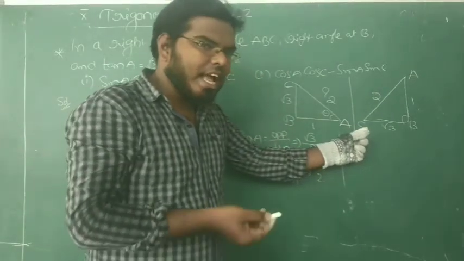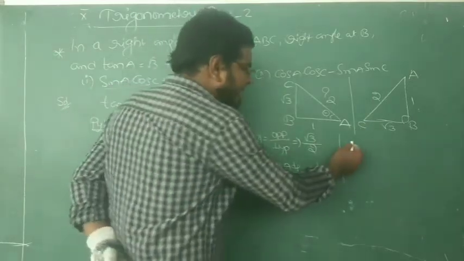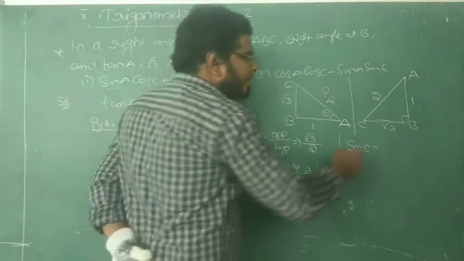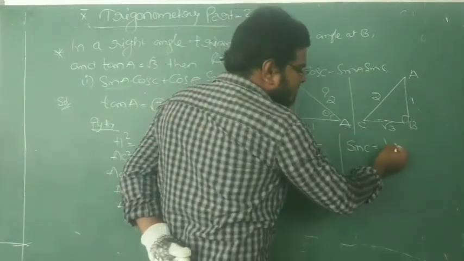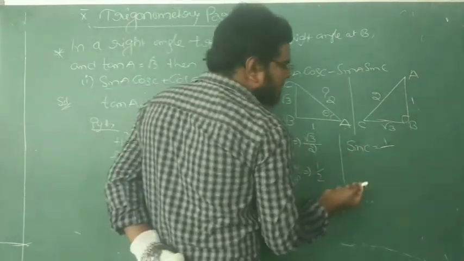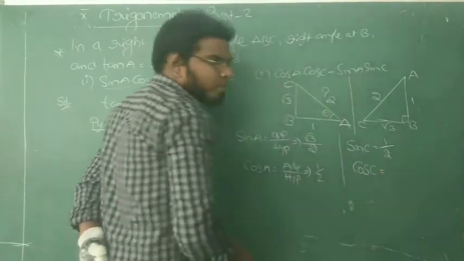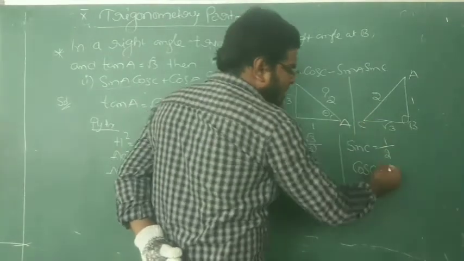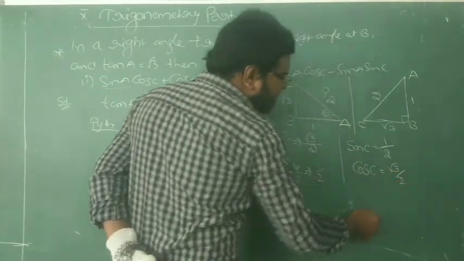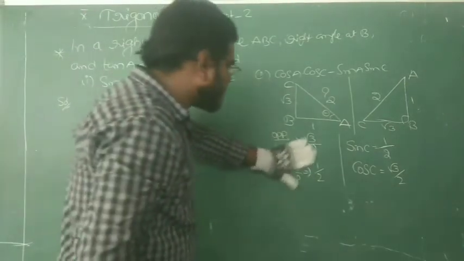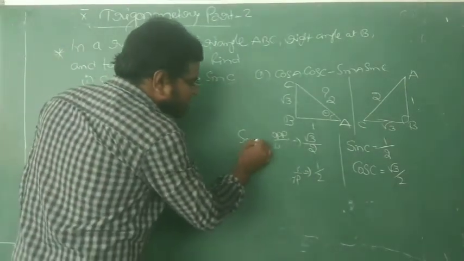That means it's an acute angle. You can write the sin C value. Sin C, same formula: opposite side by hypotenuse. This is the opposite side. Right? What is the hypotenuse? 2. Now write the cos C: adjacent side by hypotenuse. Adjacent side by hypotenuse. Okay? Now see here.